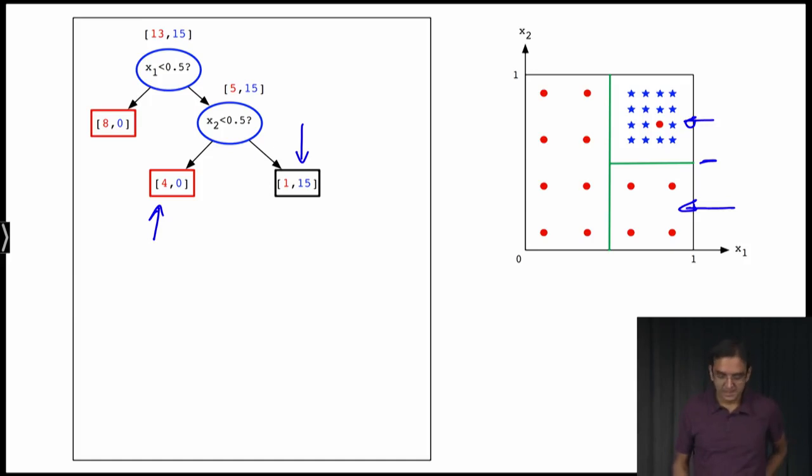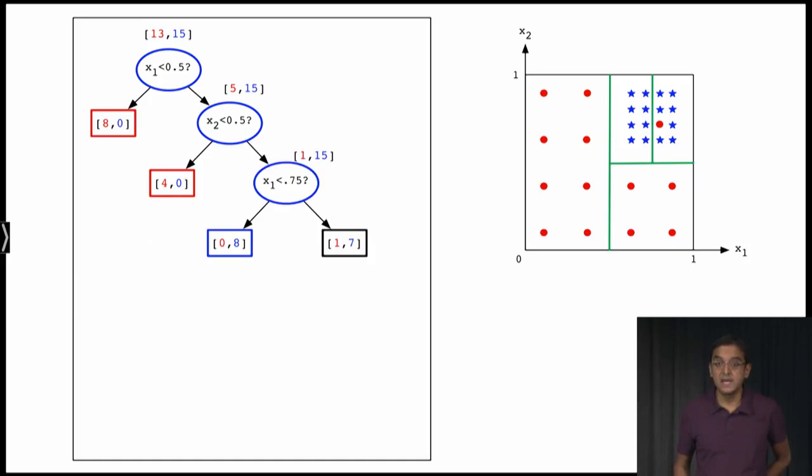So these cells are perfect. We're not going to split them. But let's go ahead and split this cell. Let's try and drive the error down further. So again, we try all possible splits, and this is the one we end up with. So on this side, we have 8 blue points. Wonderful. And over here, we have this 1 red point, in a sea of blue.